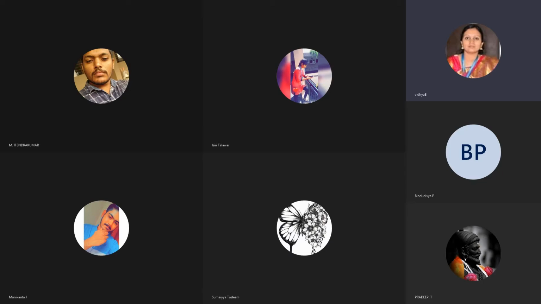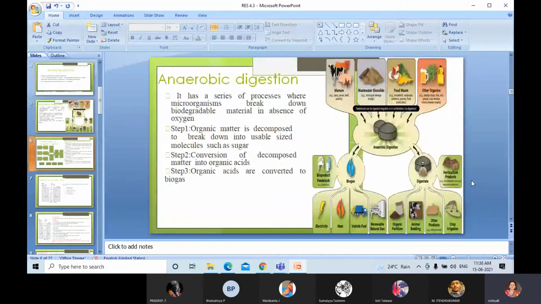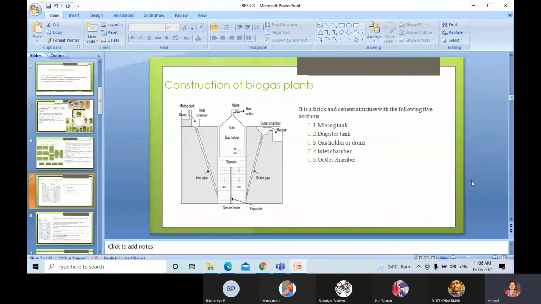About anaerobic digestion and also biogas production introduction. Okay, today we shall discuss the construction of biogas plants.